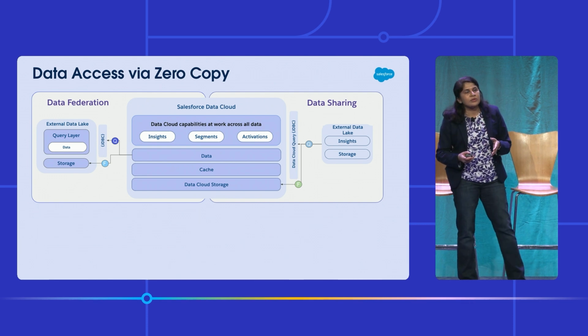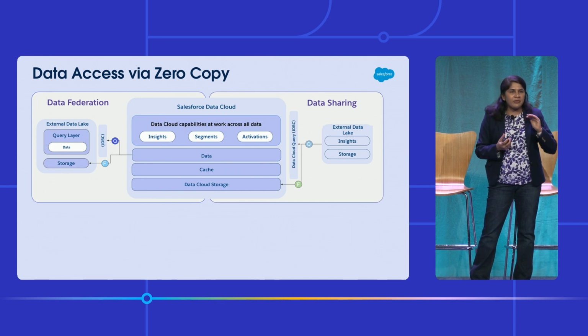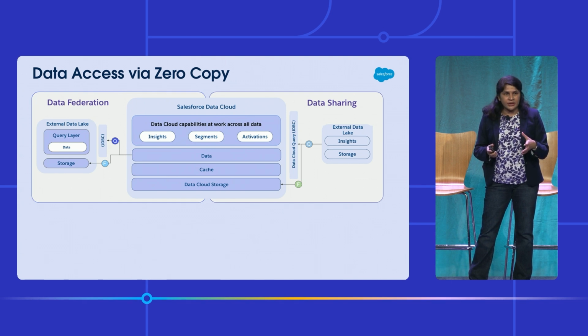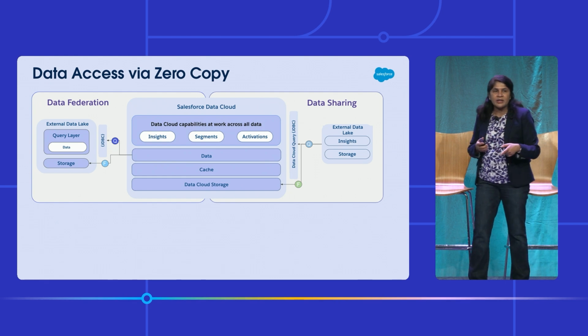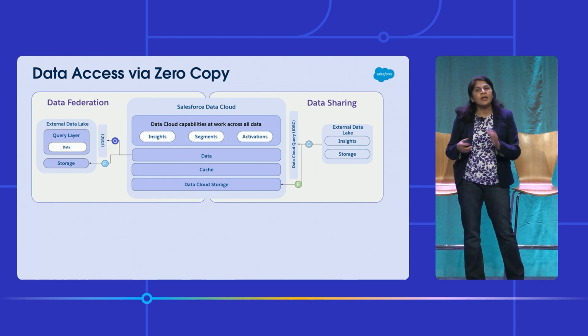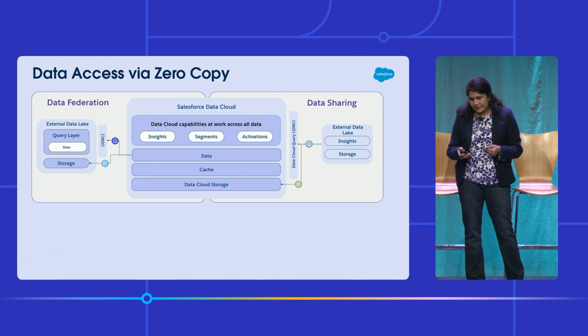Some of the use cases I see using this pattern are more around, you have your inventory data that is coming in from your multiple supply chain systems that is getting loaded into a data lake. You don't want to create a copy of that in data cloud. That's where our customers are using zero copy from Snowflake or Databricks to access that data in real time.